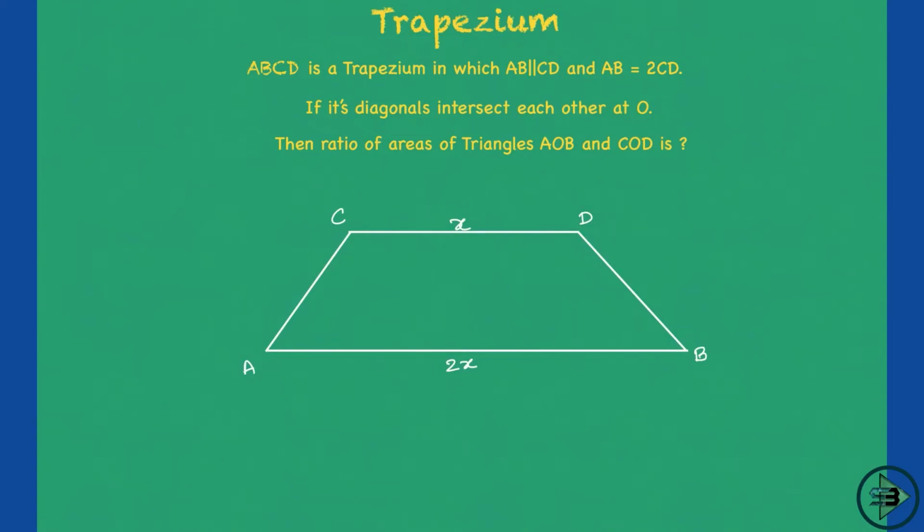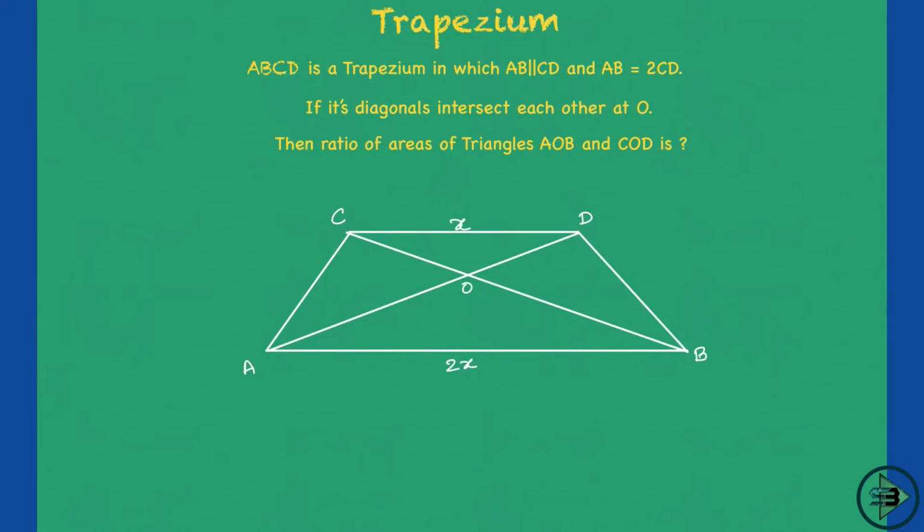If its diagonals intersect at O, okay, let's draw the diagonals now, and the diagonals are intersecting at O. So if I draw a diagonal like this, it's one diagonal, and this will be the other diagonal. Let's go and draw this other diagonal. Okay, this is one diagonal, and I know the other diagonal here as well. So the diagonals intersect at the point O.